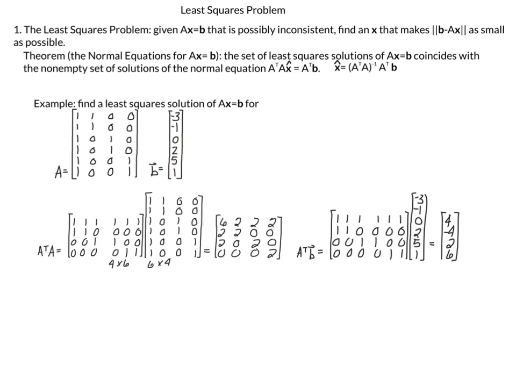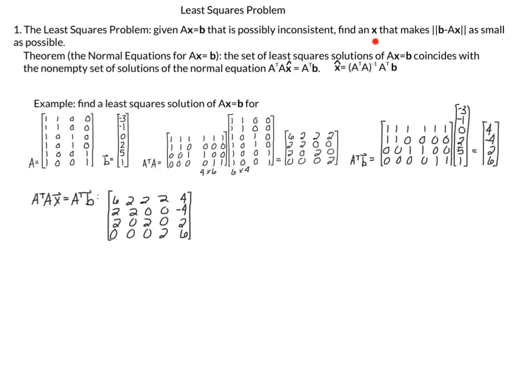I'm going to start this problem by calculating A transpose times A. And again, you always get a square matrix when you multiply A transpose times A. My A transpose A is equal to the 4 by 4 matrix with column vectors 6, 2, 2, 2; 2, 2, 0, 0; 2, 0, 2, 0; and 2, 0, 0, 2. My A transpose B is, again, a column vector, and the column vector I get is 4, negative 4, 2, 6.